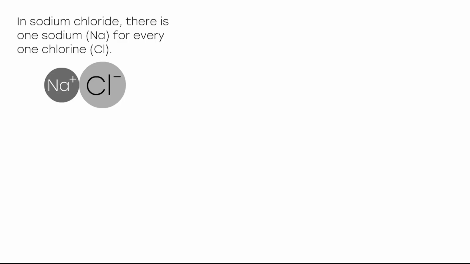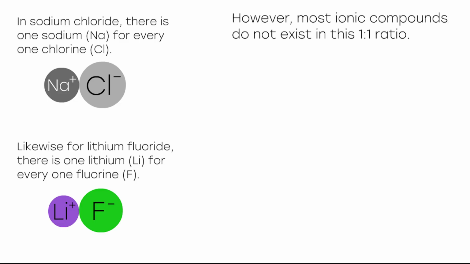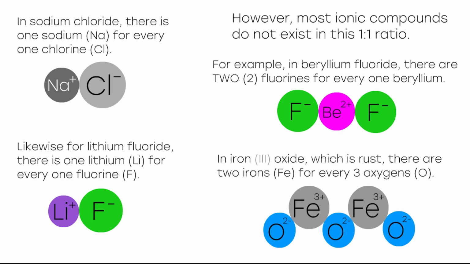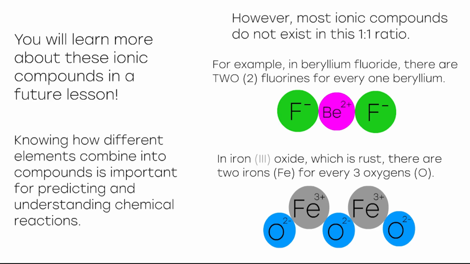In sodium chloride, there is 1 sodium for every 1 chlorine. Likewise, for lithium fluoride, there is 1 lithium for every 1 fluorine. However, most ionic compounds do not exist in this 1-to-1 ratio. For example, in beryllium fluoride, there are 2 fluorines for every 1 beryllium. In iron oxide, which is rust, there are 2 irons for every 3 oxygens. You will learn more about these ionic compounds in a future lesson. Knowing how different elements combine into compounds is important for predicting and understanding chemical reactions.